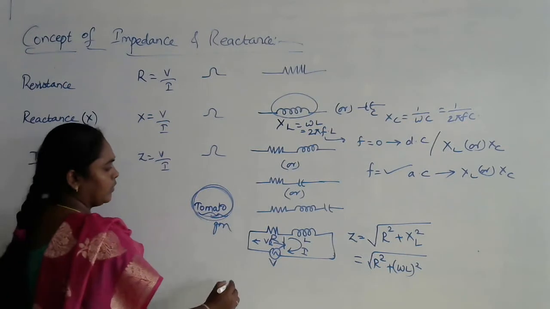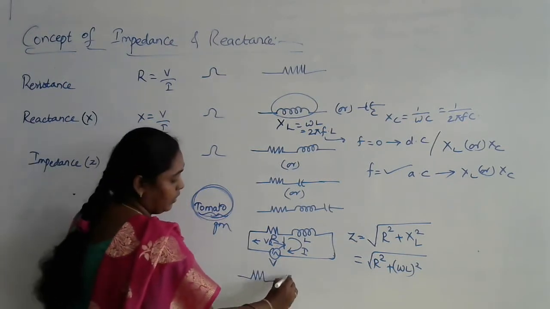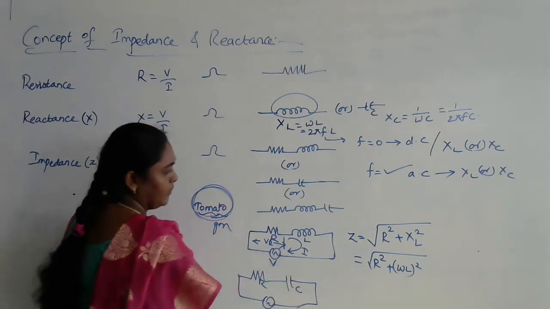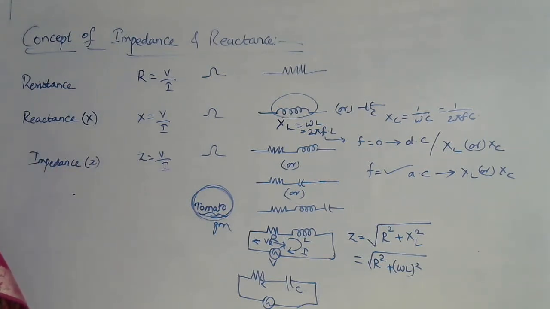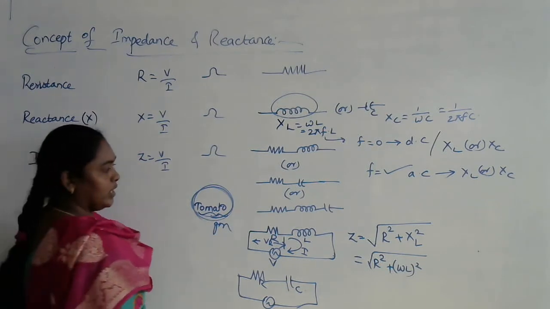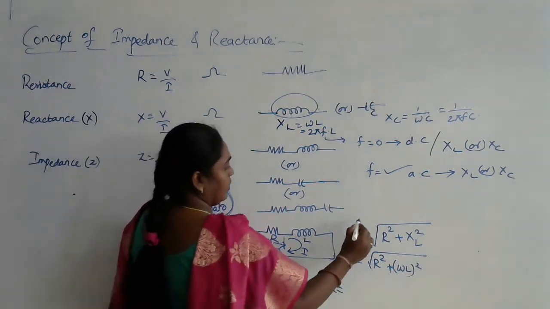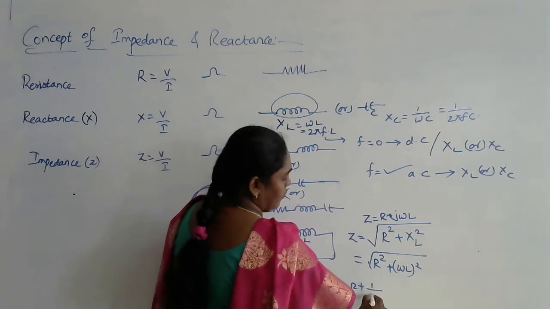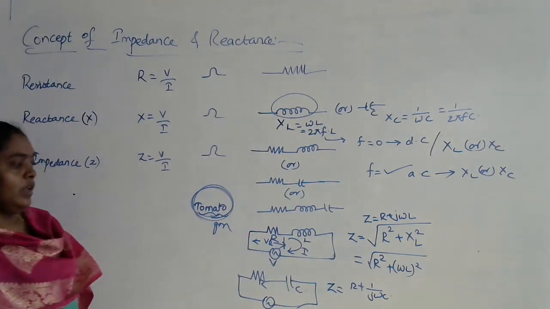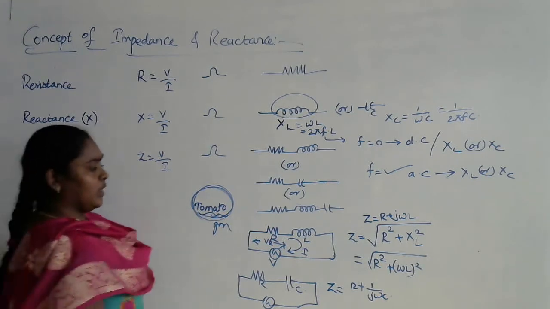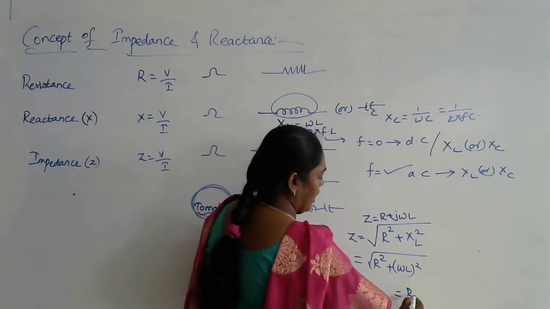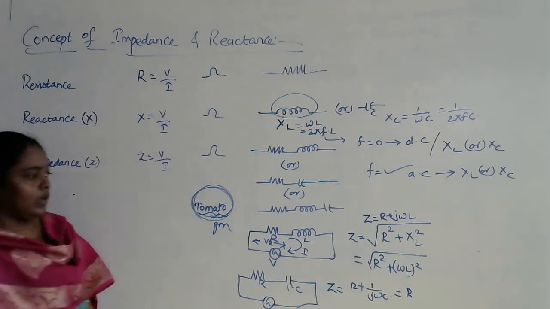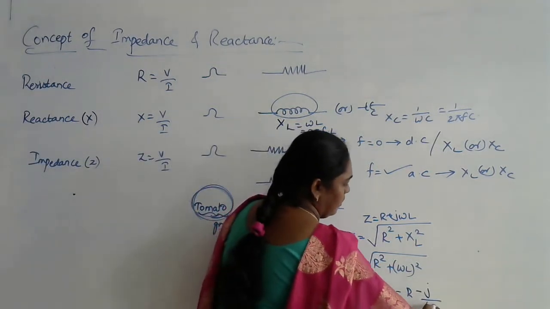Similarly, if a circuit consists of a resistor followed by a capacitor, then we have R and C. We can write Z is equivalent to R plus 1 by j omega C. Earlier, for the inductor, Z is equivalent to R plus j omega L. Here Z is equivalent to R plus 1 by j omega C, and as we are writing it as 1 by j omega C, we can write R minus j by omega C.